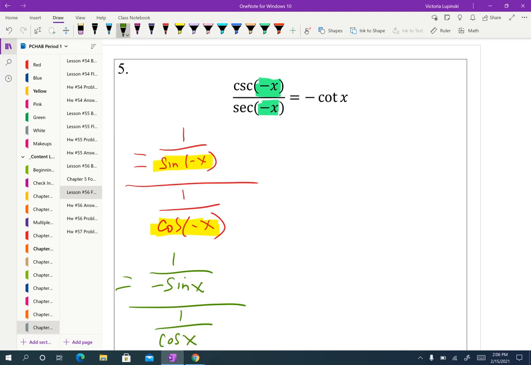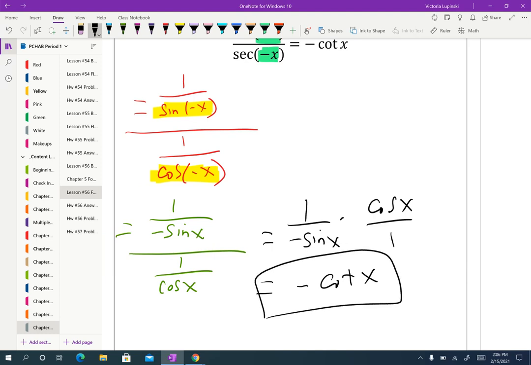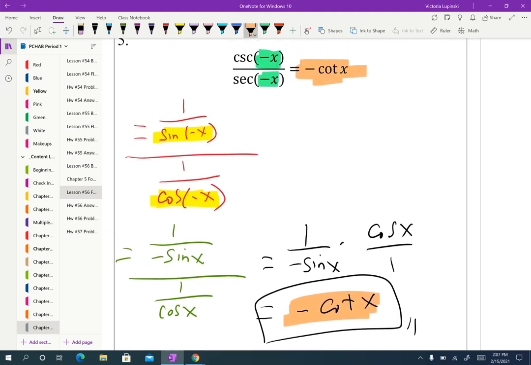So from here, again, whenever you have a complex fraction, you're going to go ahead and do the keep, change, flip. So 1 over negative sine, change the big division to a multiplication, cosine over 1. Nothing cancels, but a cosine over a sine is a cotangent. And then whether the negative is on the top or the bottom, it doesn't matter. You can go ahead and put it out front, which means you now have the negative cotangent is equal to the negative cotangent, which is exactly what you're looking for.